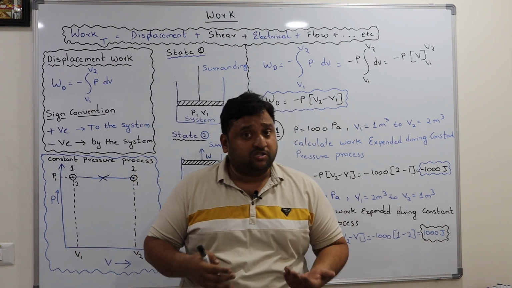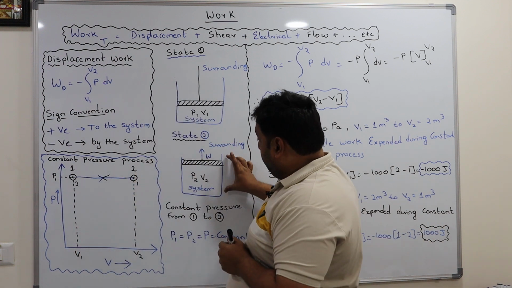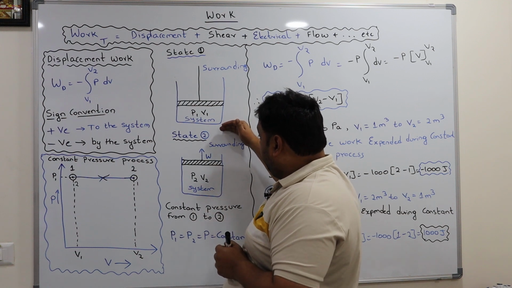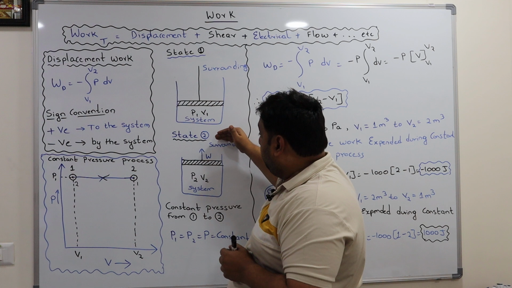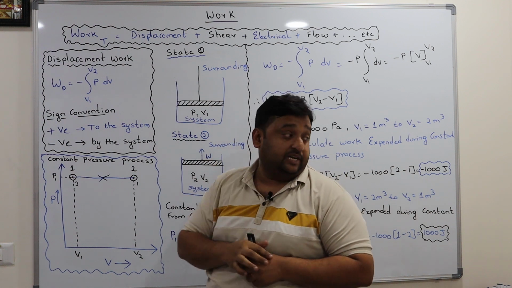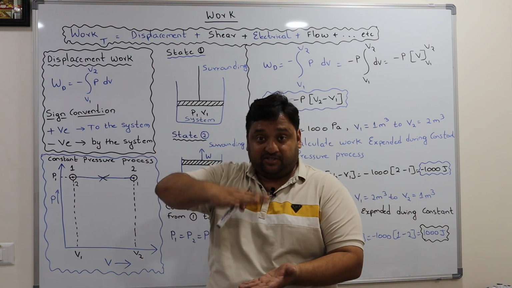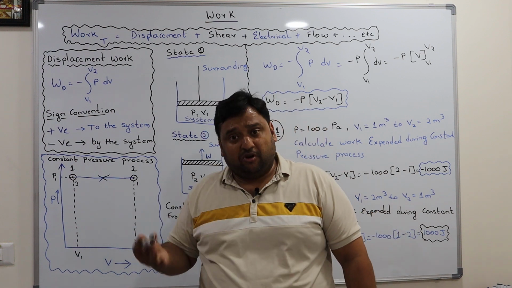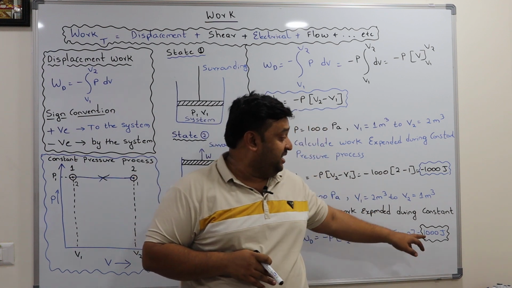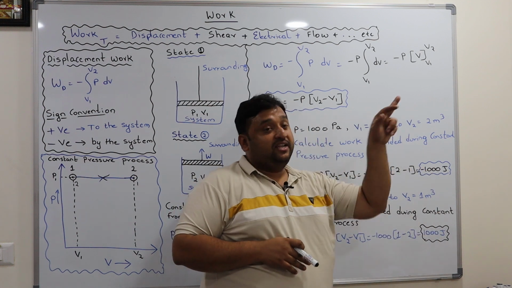Of course it is true, because to compress the system, the surroundings have to do some work on the system. So anything done to the system is positive. That is why in the compression process, the work is positive. Because anything done to the system is positive, here it is 1000 joules, whereas in expansion it is minus 1000 joules.